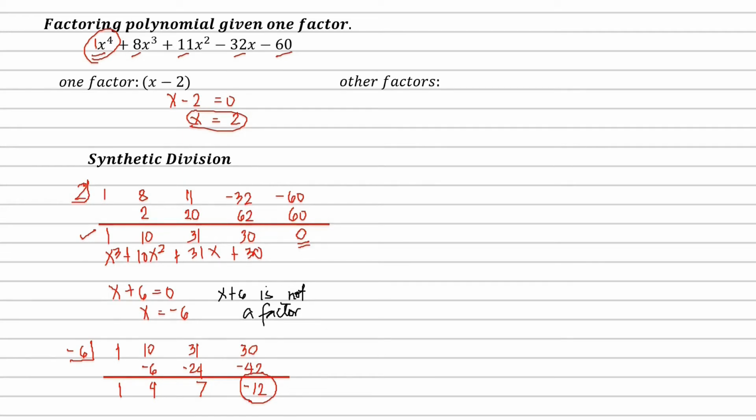Okay? So, subukan naman natin ang x plus 5. So, x plus 5, then equate natin into 0 para makuha natin yung value ng x, which is negative 5. So, ilagay lang natin dito, negative 5. Then, kunin natin yung mga numbers, same numbers pa rin, yung 1, 10, 31, and 30.